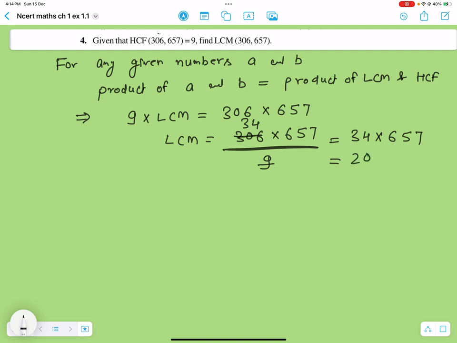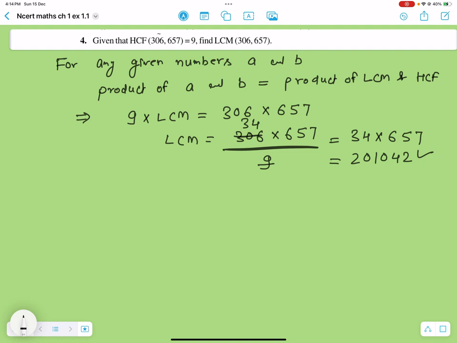So if you multiply these two numbers, the number would become 201,042, right? So that's your answer. Cool. So we have also attempted this question.